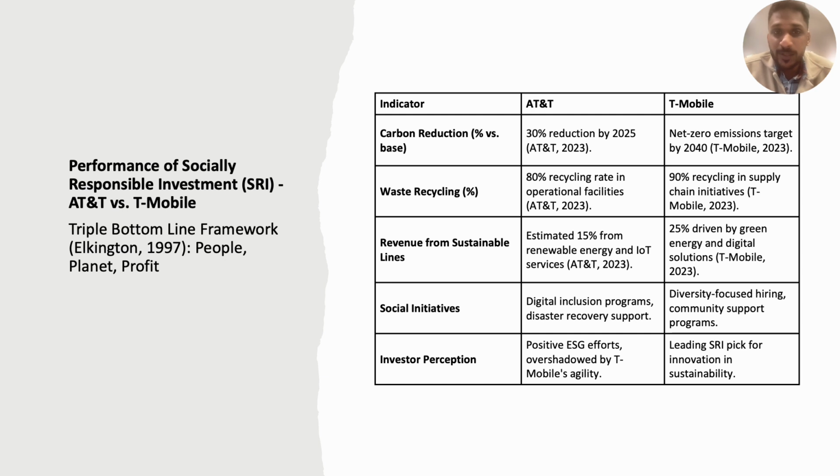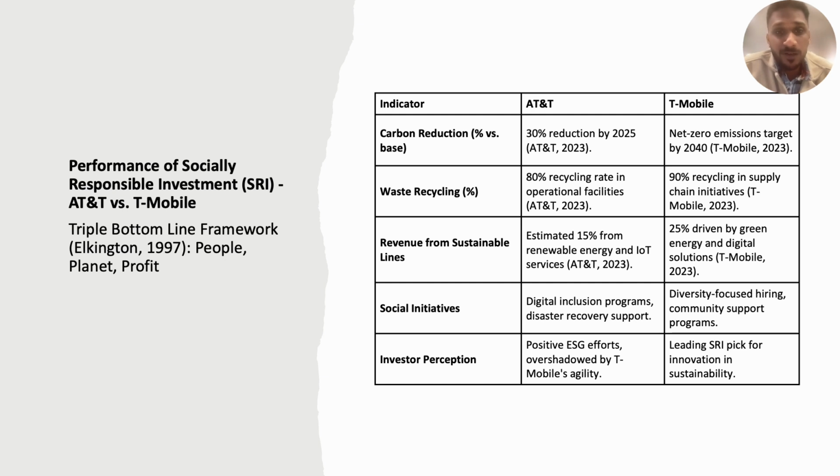80% recycling rate in operational facilities for waste recycling in AT&T, and 90% recycling in supply chain initiatives for T-Mobile. Revenue from sustainable lines: an estimated 15% from renewable energy and IoT services, and 20% for AT&T, and 25% driven by green energy and digital solutions for T-Mobile. In social initiatives, digital inclusion programs and disaster recovery support for AT&T, and diversity-focused hiring and community support programs in T-Mobile.